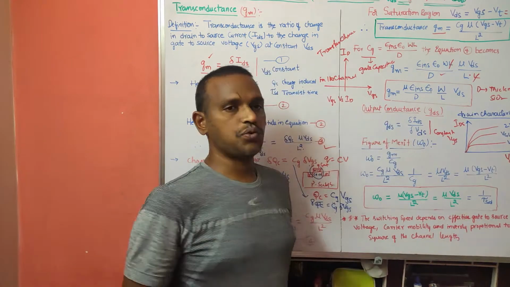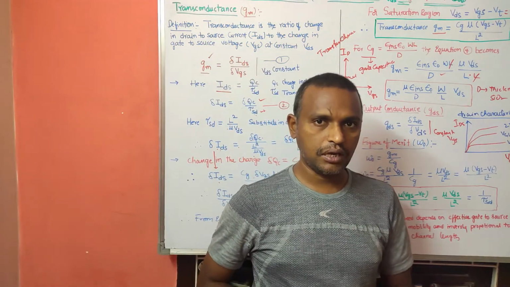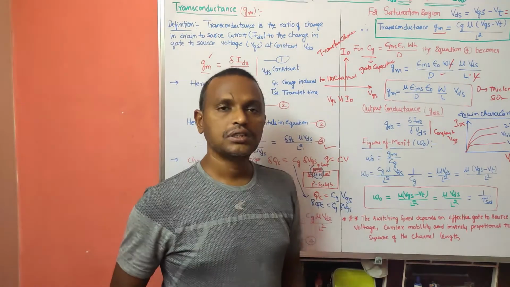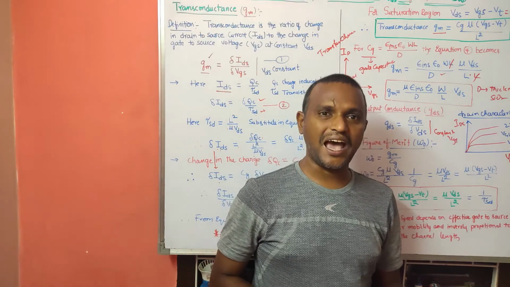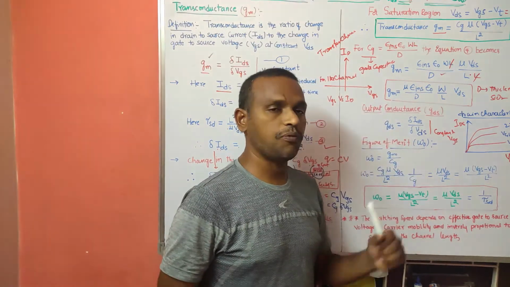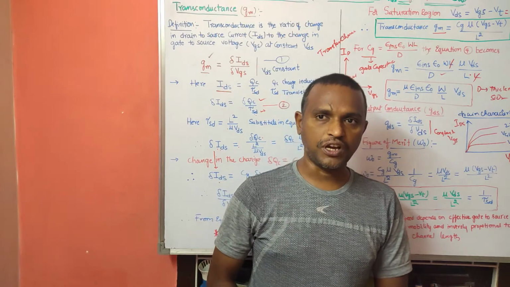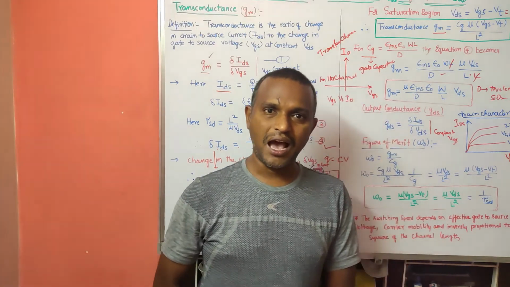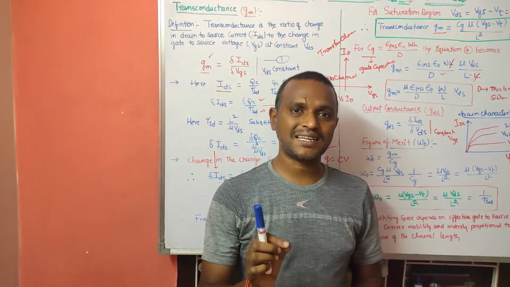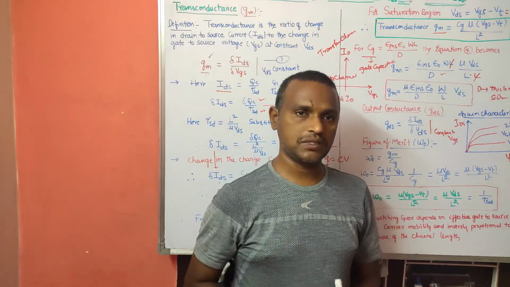So that is called as what? Output conductance. Okay, so this is about the output conductance. Now the final one, in the aspects of MOS transistor, is the figure of merit. The figure of merit will use the relation between the transconductance and the gate capacitance.